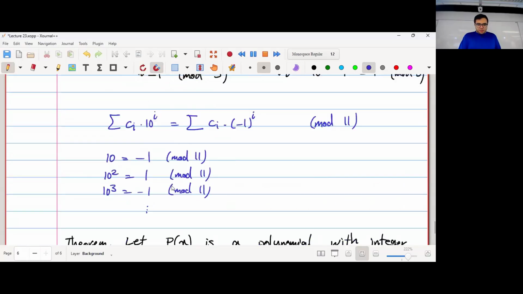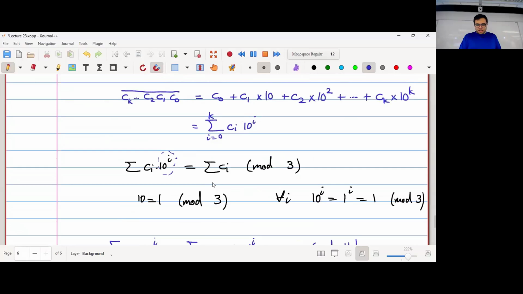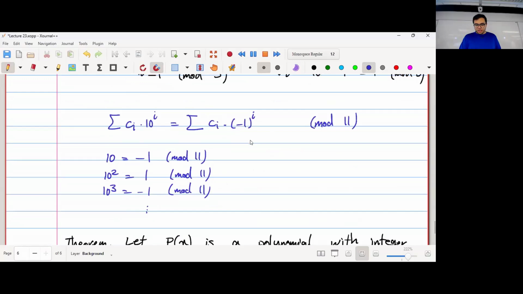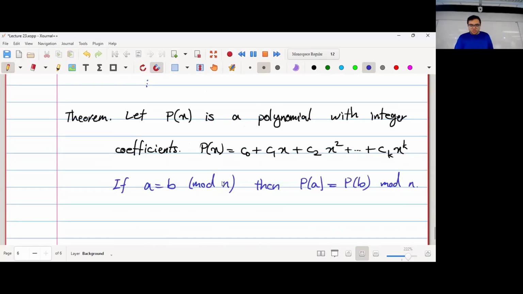But then this theorem also gives us all of these previous ones as special cases, right? Because just put x equal to 10, you get Ci times x to the power of i here, and put x equal to minus 1, you'll get this. So for any polynomial, I can generally say that if a is congruent to b, then evaluating the polynomial at a will give me the same result as evaluating the polynomial at b. Okay.